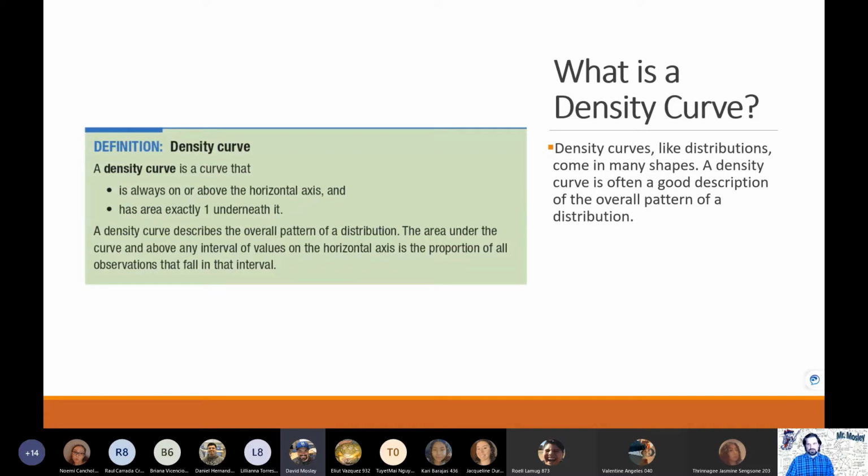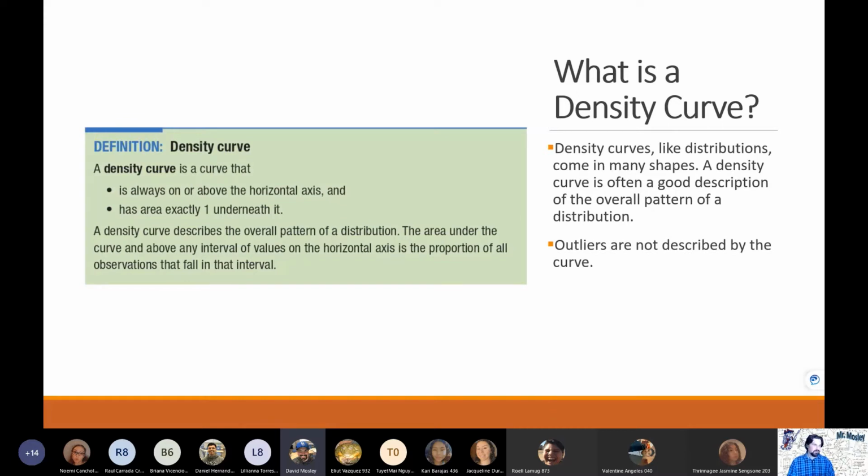Density curves, like distributions, come in many shapes. A density curve is often a good description of the overall pattern of a distribution. So the lines that we've drawn over distributions to see their shape are very similar to a density curve. A density curve is just drawn a little bit differently to have that specific area of 1 underneath it.